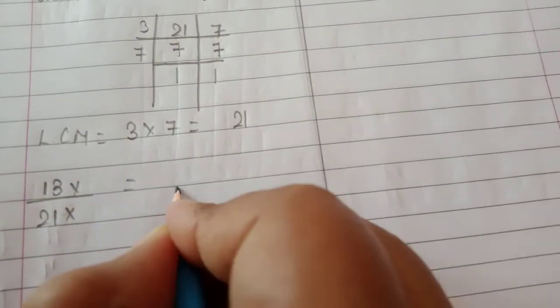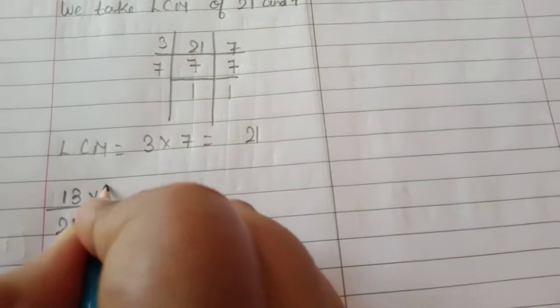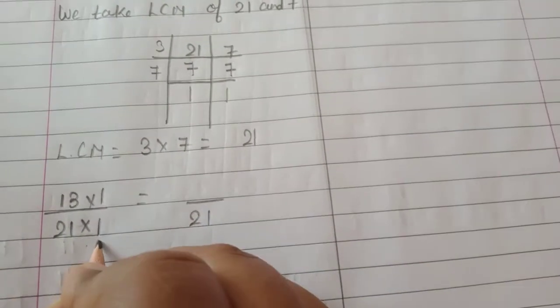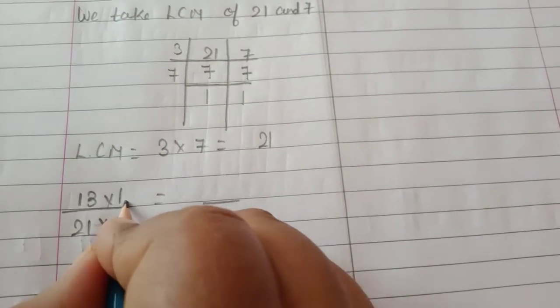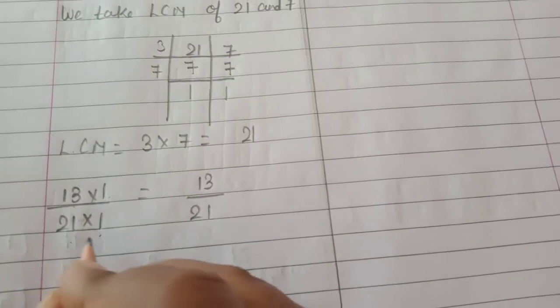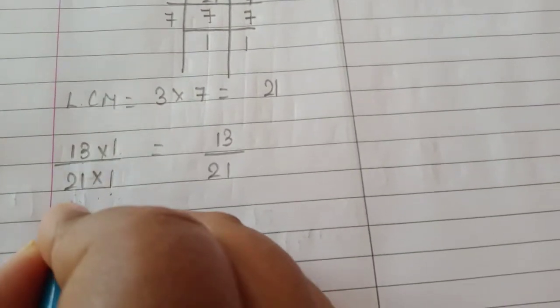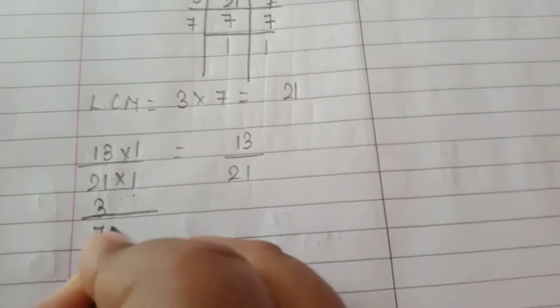So we want denominator 21. So what will we multiply here? We will multiply 1. Whatever we multiply in the denominator, the same we will multiply in the numerator. So 13 ones are 13 and 21 ones are 21. Now the second one is 3 upon 7. So we will write here 3 upon 7.